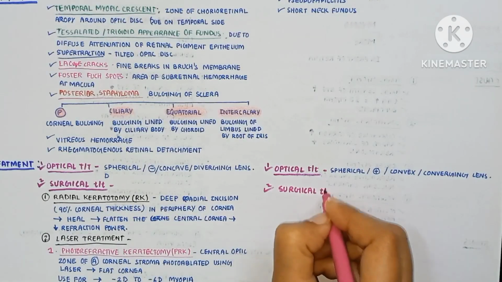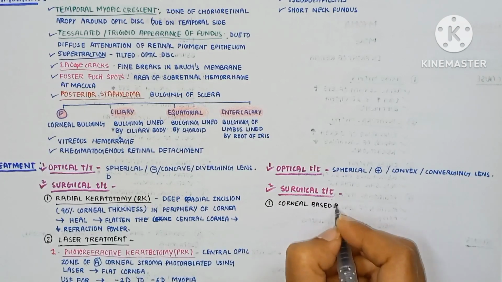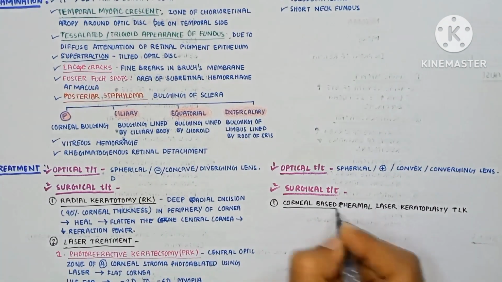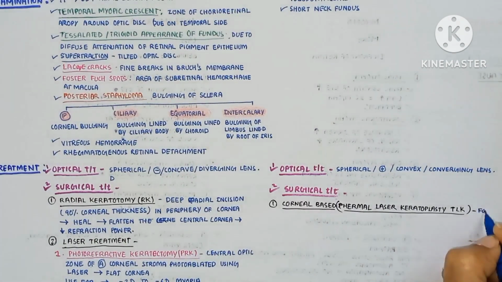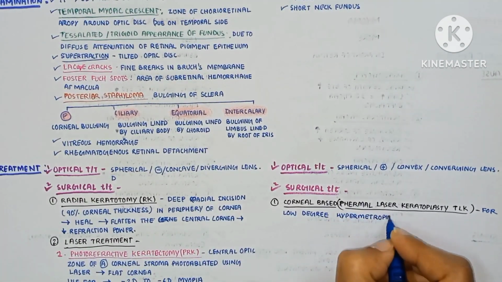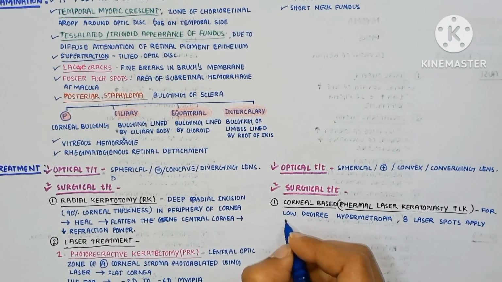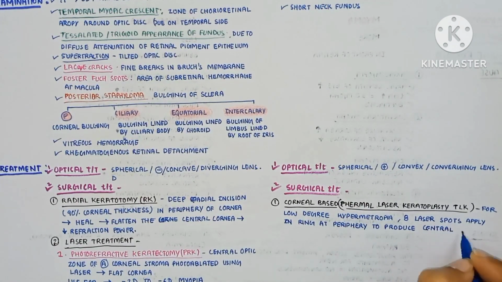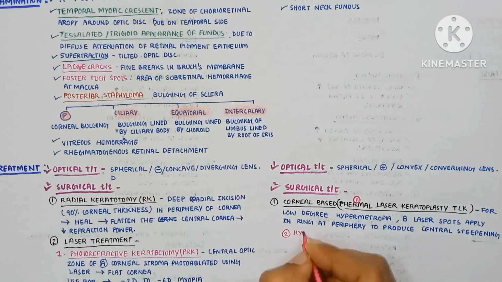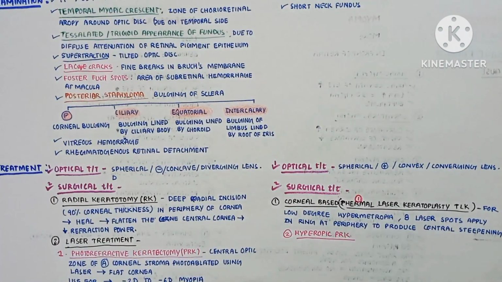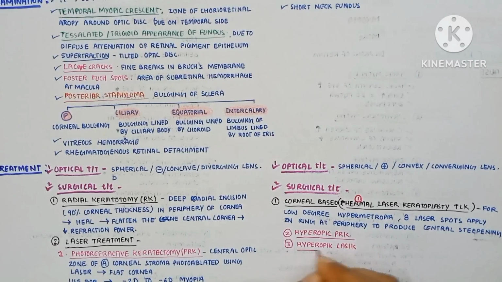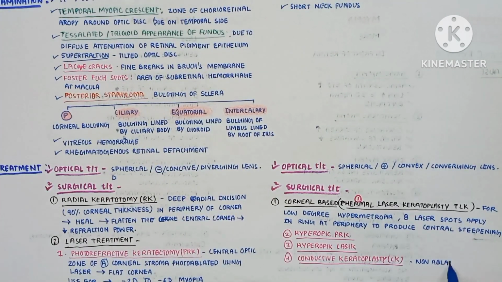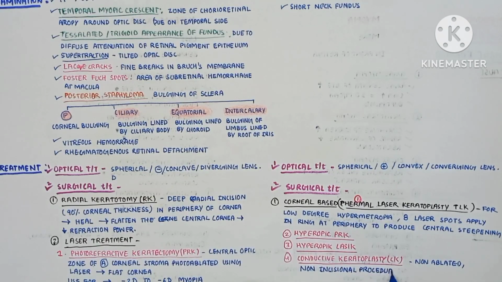Now in hypermetropia, the surgical treatment, the first is corneal based. Under it, the first treatment is thermal laser keratoplasty, TLK. For low degree hypermetropia, 8 laser spots are applied in a ring at the periphery to produce central steepening. The second is hyperopic PRK. Third is hyperopic LASIK. The fourth is conductive keratoplasty, CK, which is a non-ablative or non-incisional procedure.